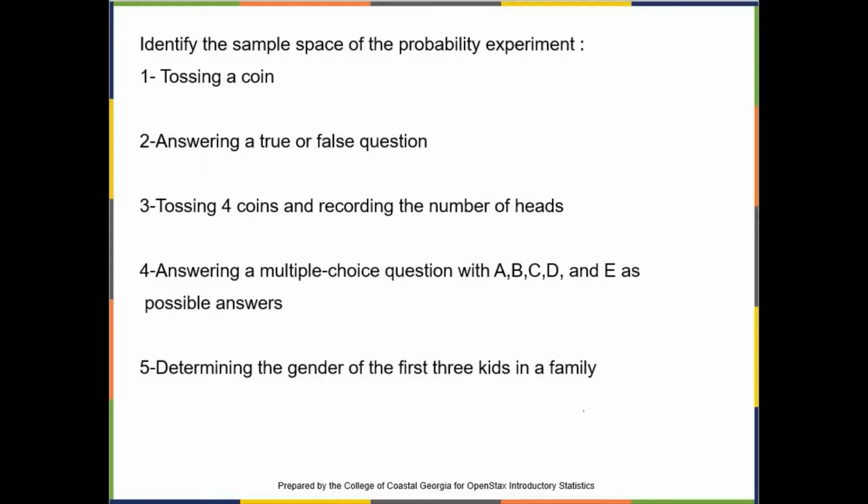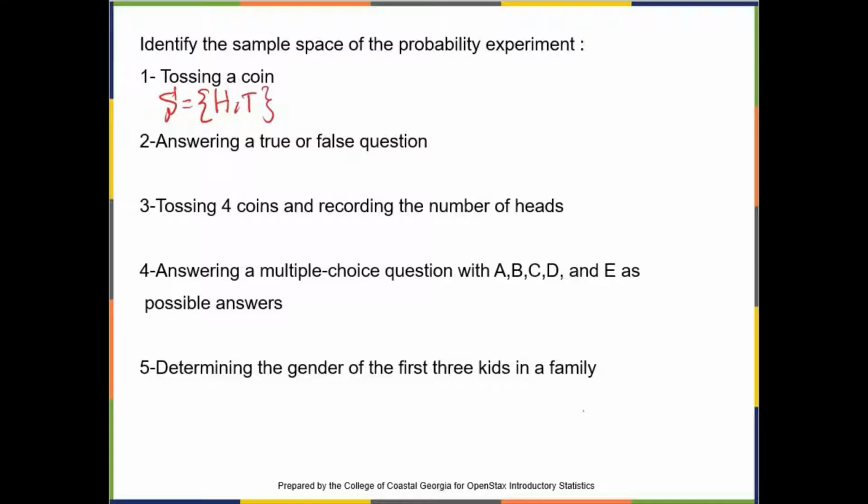In this video, we will finish talking about probabilities. Here are some examples. Identify the sample space of the probability experiment. We have a probability experiment of tossing a coin. So we said the sample space is the list of all possible outcomes. When we toss a coin, we have a possibility of getting heads or tails. This is the sample space for the first experiment.